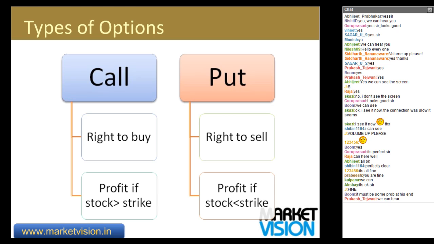There are two kinds of options. Now I talked about where you can buy Reliance from me. What if you said, yeah, I own a lot of Reliance shares and I want to sell it to you at 900 rupees? Right? So I can give you a right to sell also. That's just called a put option. A call option gives you the right to buy. A put gives you the right to sell. You're profitable in a call if the stock is greater than the strike price, and you're profitable in a put if the stock goes below the strike price. And when I say profitable, it means not including the premium. So we'll talk about that in the strategy area.